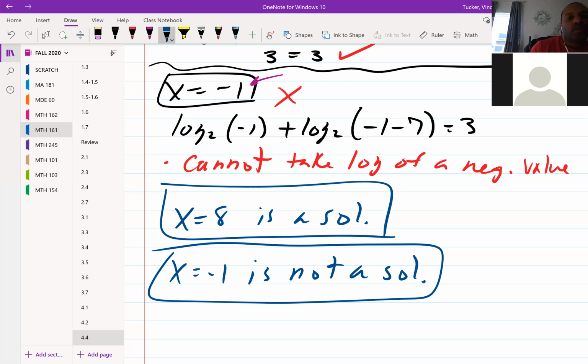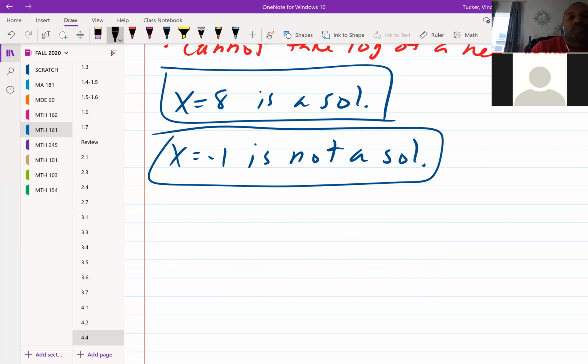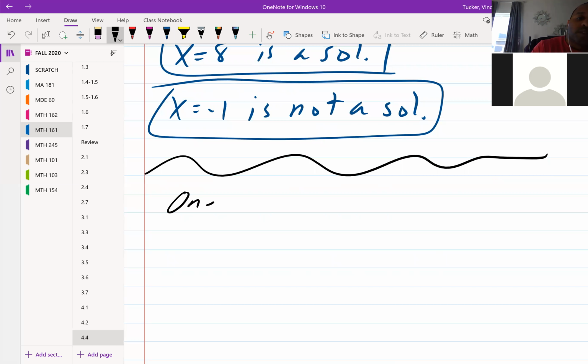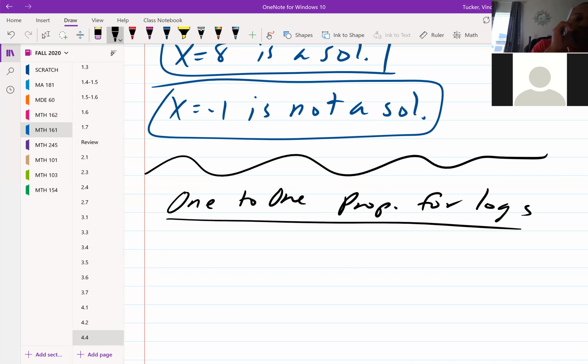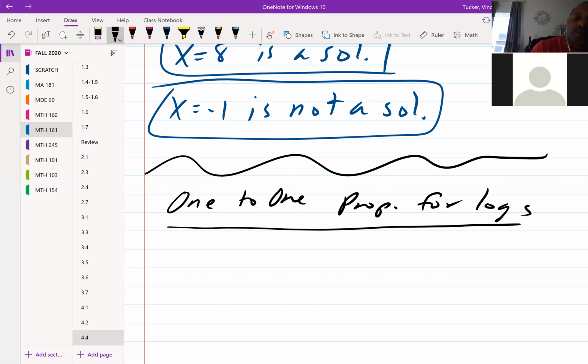All right, so one more example for today, unless someone wants to see another one. So this one's the one-to-one property for logs. It's very similar to the same base one. Could have said one-to-one property for bases, but same type of thought process.